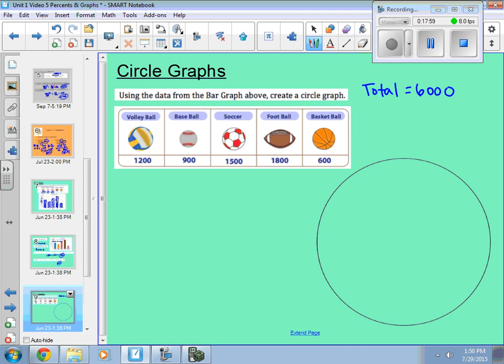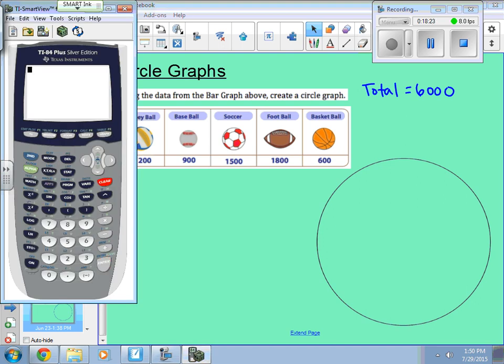Okay, now we want to change all of this to a percentage. So to change it to a percent, we again divide. Just like before, you want to take the amount divided by the total, and then either move the decimal point over 2 times or multiply by 100. So on our calculators, for example, if we want to do volleyball, take 1,200 divided by 6,000, our total, and we get 0.2. Now, you either need to move the decimal point over 2 times, or we could multiply this by 100, and you can see it's 20%.